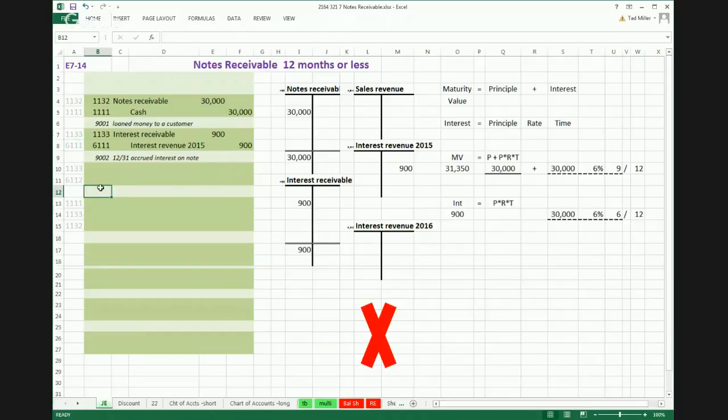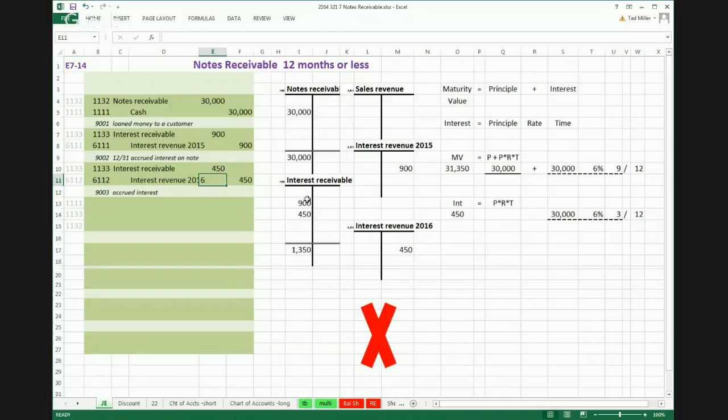Now on March 31st, the note matures and they're going to have to pay us. But before they pay us, I want to get all the related accounts, the interest receivable, up to date. So on March 31st, I'm going to accrue interest for January, February, and March. That's $30,000 times 6% times 3 months. So I'm going to accrue $450 interest.